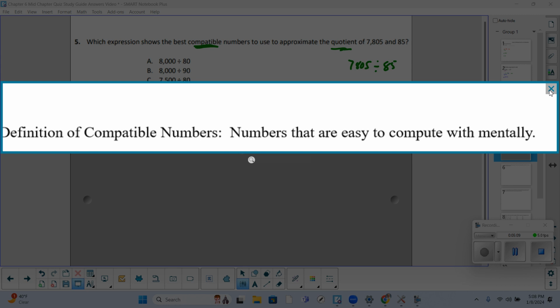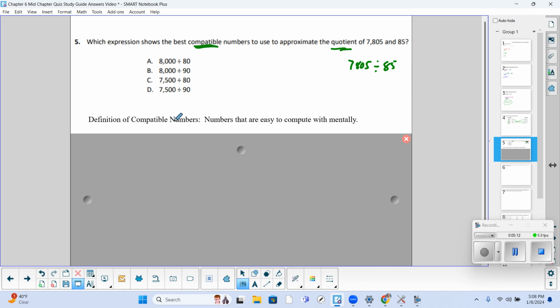So, what looks like compatible numbers here? Now, all of these numbers in the first column are kind of close to 7,805, and all of them are kind of close to 85. There's 80, 90, 80, 90. Okay, so we really are looking for numbers that are easy to work with mentally. Well, if you look at this, it begins with an 80 divided by 80. Well, that's going to be easy to work with. So that's a maybe. How about 80 divided by 90?